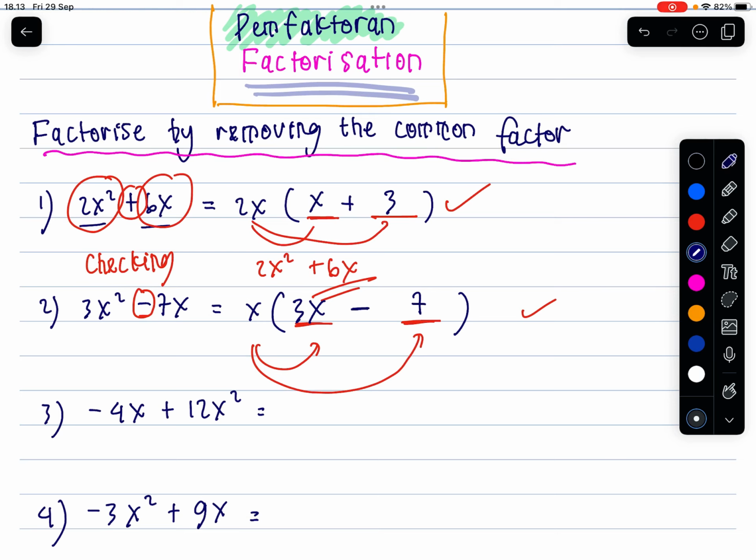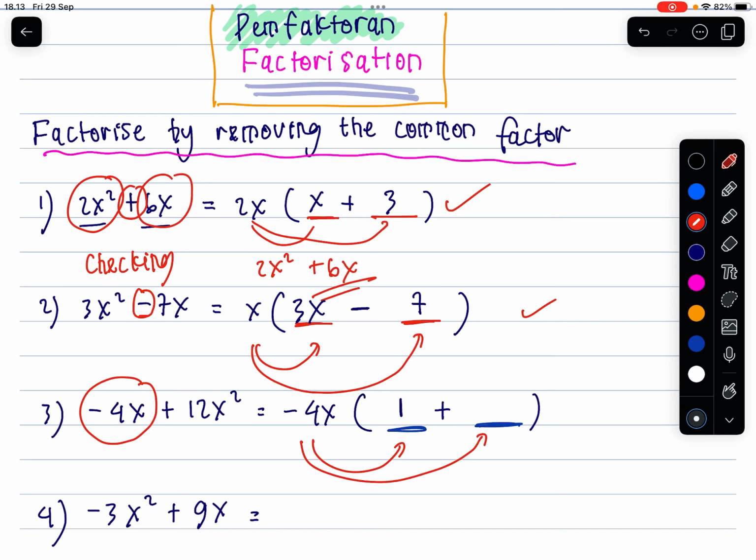Negative 4x plus 12x squared. The common factor is negative 4x because they both share a negative 4x. So I'm going to put that, and I'm going to put the plus because the question is a plus. So I need to fill in these 2 empty spaces there. Negative 4x multiplied by what equals negative 4x? Multiplied by 1. And for the next one, don't get confused: negative 4x times 1 is negative 4x.